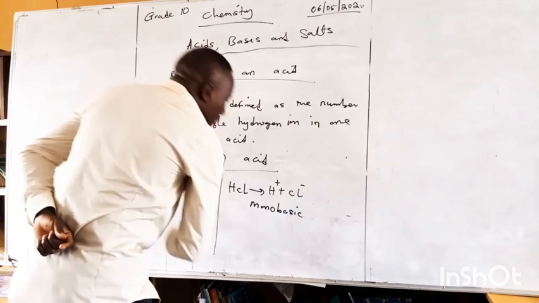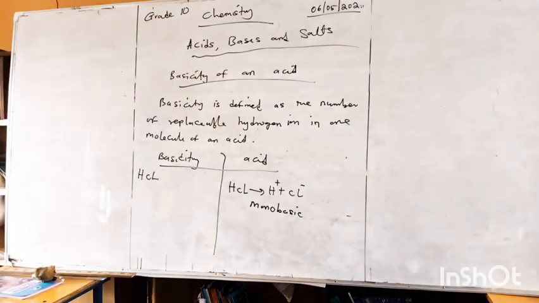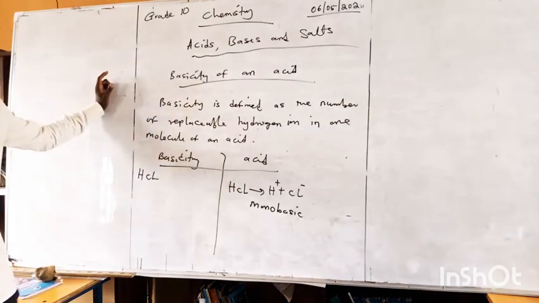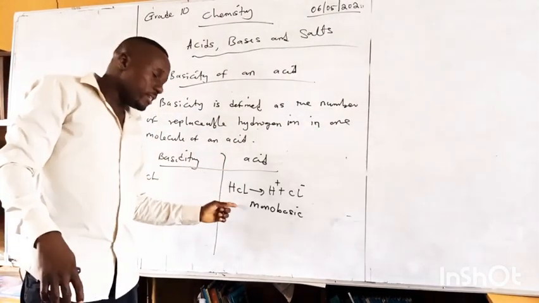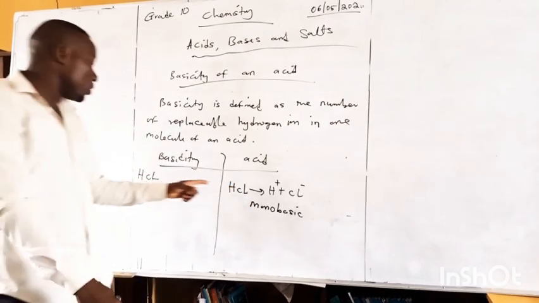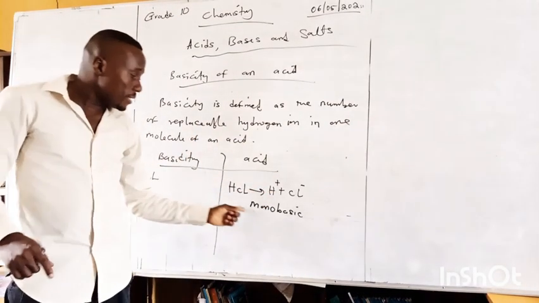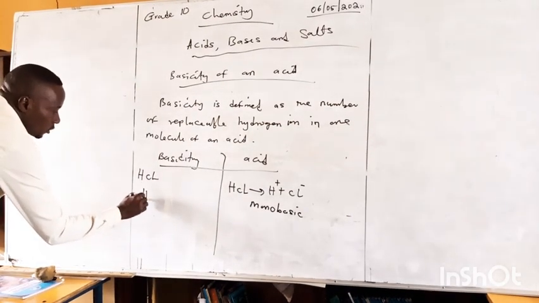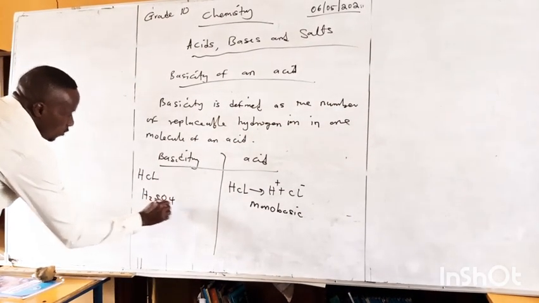Monobasic. You know, mono means 1, 2 is di, 3 is tri, 4 is tetra, 5 is penta, 6 is hexa, 7 hepta, 8 octa, 9 is nona, 10 is deca. So the hydrogen ion here is 1, so the acid is monobasic. That's the basicity. Now let's take a look at H2SO4, tetraoxosulfuric acid. What is the basicity of this acid?